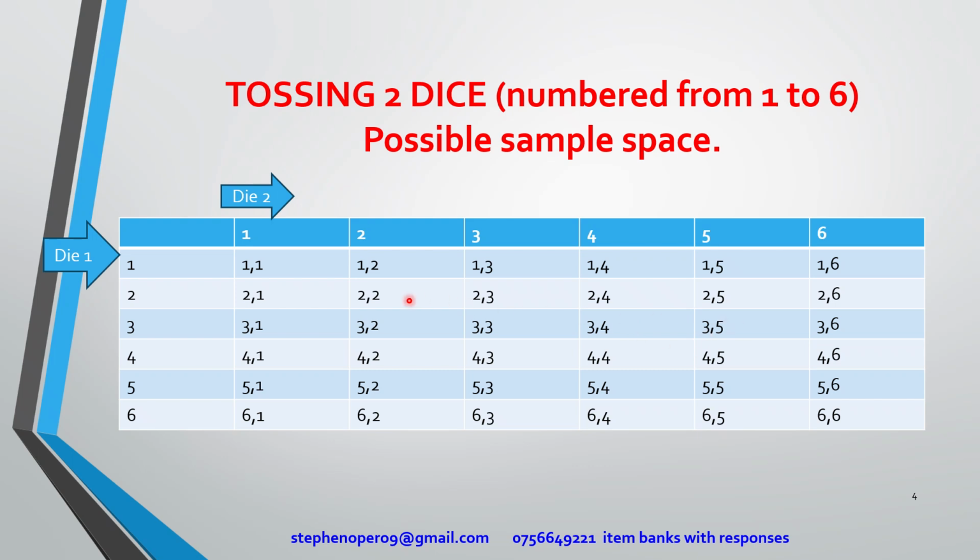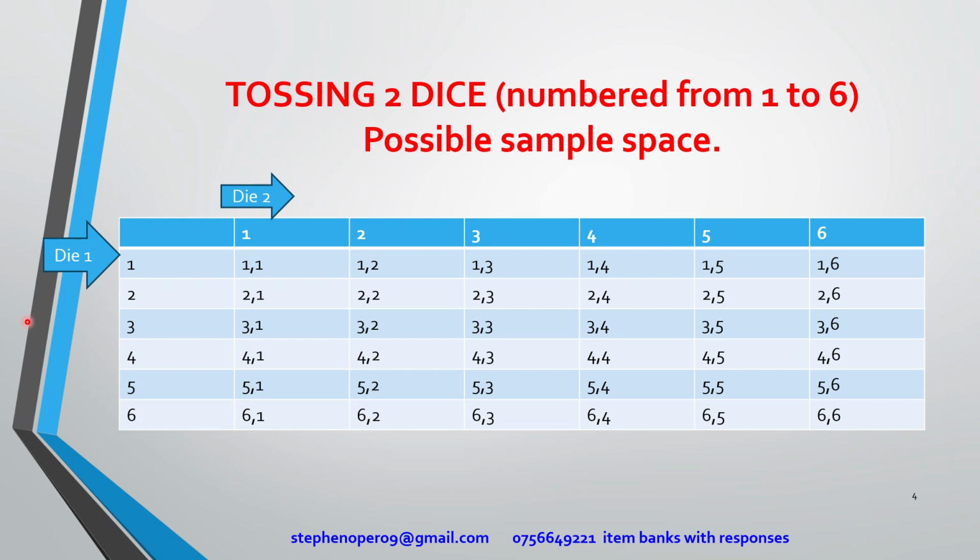It is very possible that the first die shows a 1 and die 2 shows a 2. Very possible. So all these possibilities make up what we call a sample space. A sample what? A sample space. So what does it mean? We need to exhaust all the possibilities. We need to exhaust all the possible outcomes to make up a sample space that is complete.